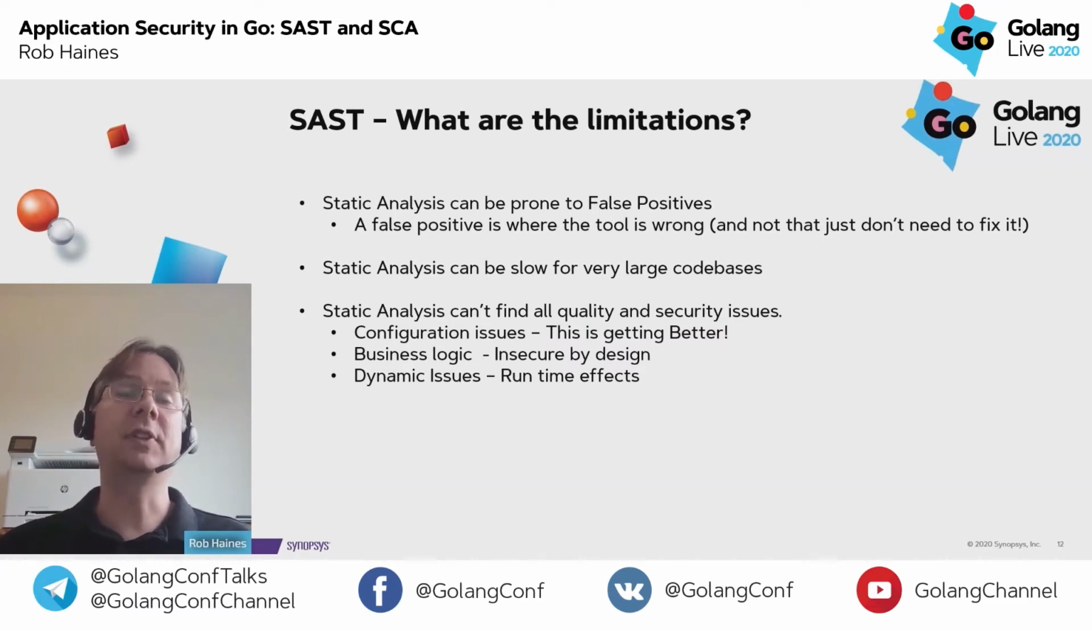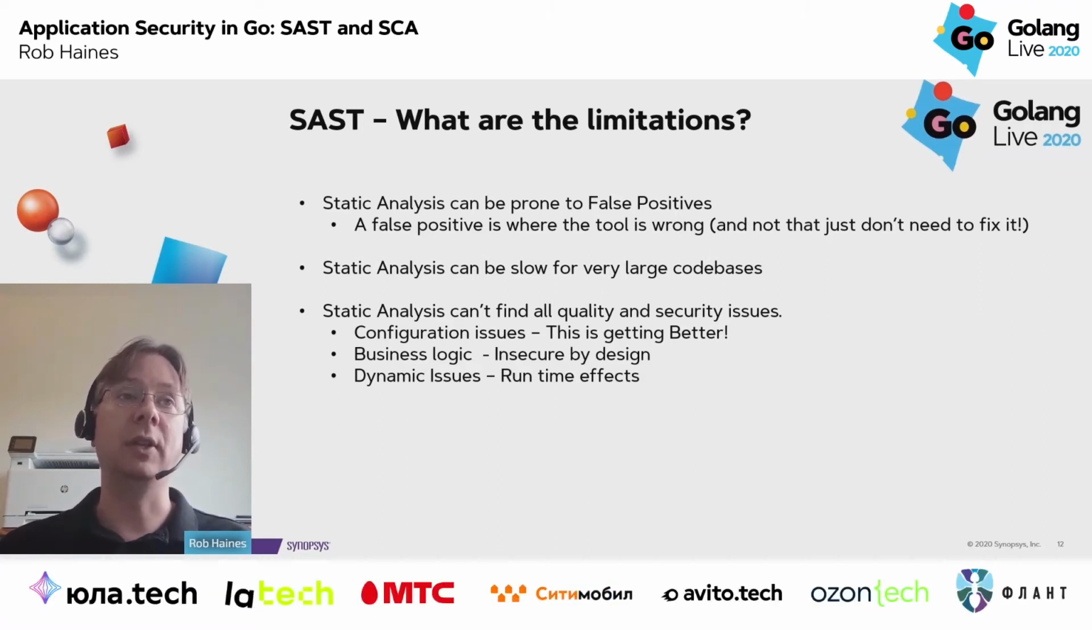Where you have designed some project badly, in the fact that there is a security hole there that's nothing to do with the code being written correctly, but it's just that the logic is wrong. And also dynamic issues, so things which have happened by virtue of runtime effects. Doesn't affect Go so much, but in some languages, mutex locking and threading issues can be a real problem.